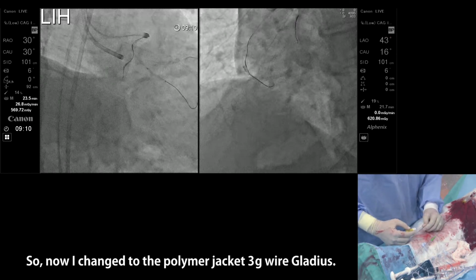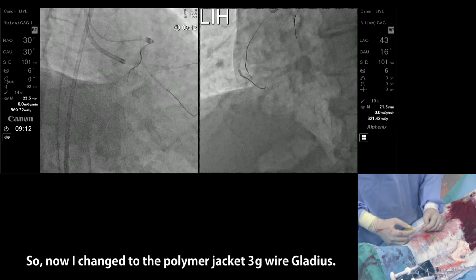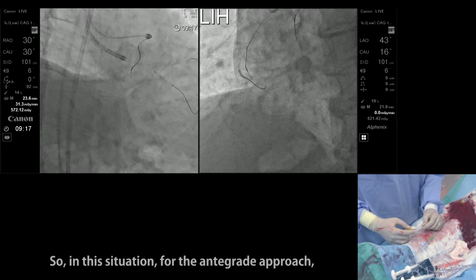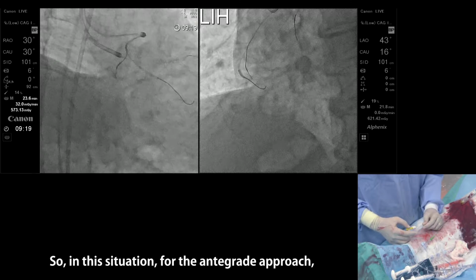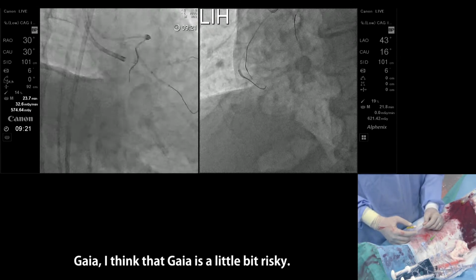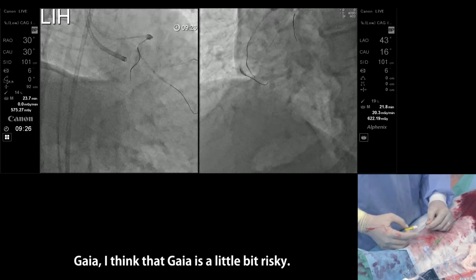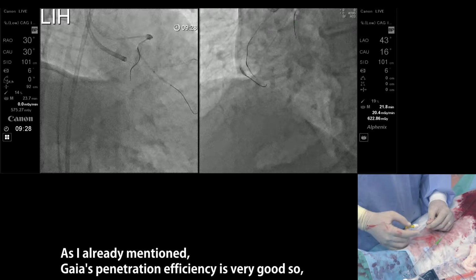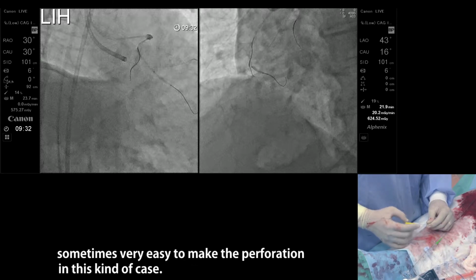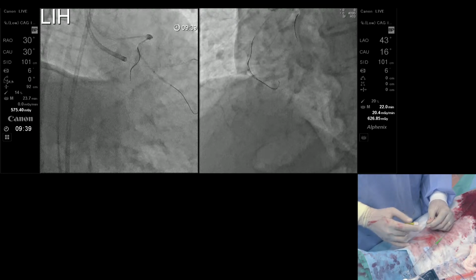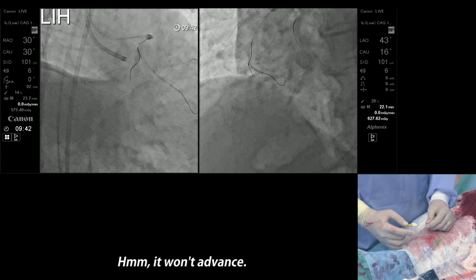So now I changed to the polymer jacket 3-gram wire, Gladius. In this situation, for the integrated approach, I think a stiff guidewire is a little bit risky. As I already mentioned, the guidewire's penetration efficiency is very good, so sometimes it is very easy to make a perforation. It is not advancing.